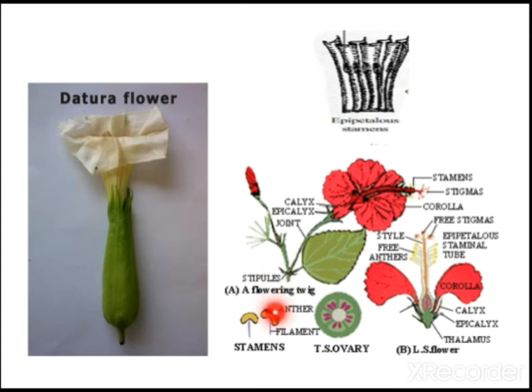This is the anther. You can see this is the filament. This is the ovary, in cross section. This type of cutting you can also do. So this is the ovary portion. You can cut a cross section, CS, and observe it.